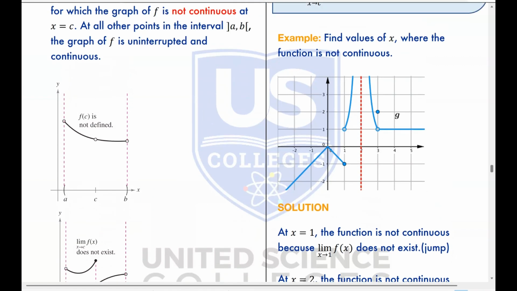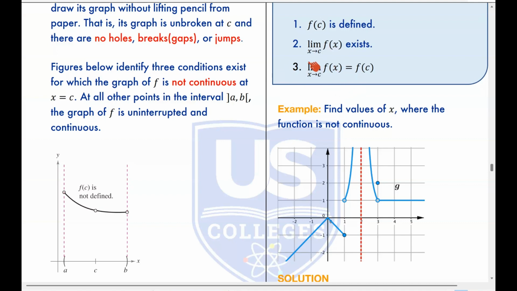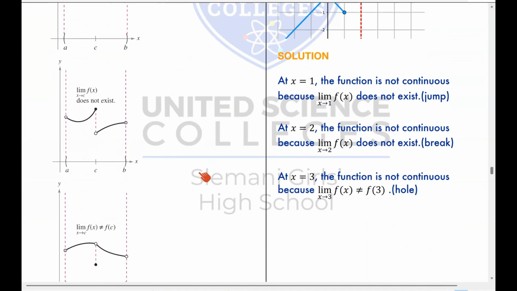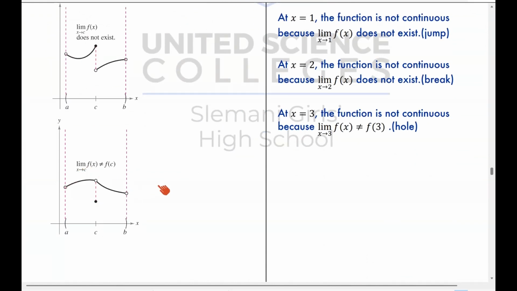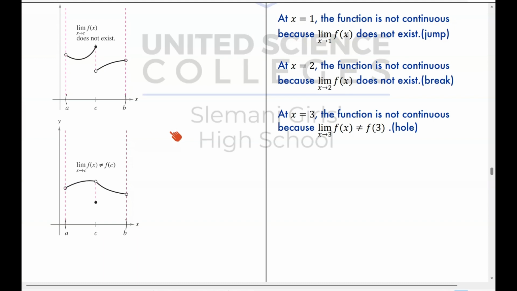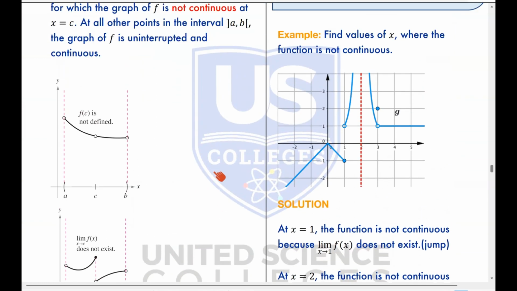And finally, even when the two-sided limit exists, but the limit is a different value than the value of the function, that will also not be continuous, just like the last example. The limit exists, the function is defined, but their values are different, so there is still a disconnection. So whenever there is a disconnection, interruption, a hole, a gap, or a break, then the function is considered to be discontinuous. This is how you identify discontinuity from the graphs.